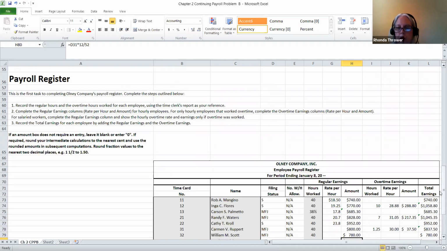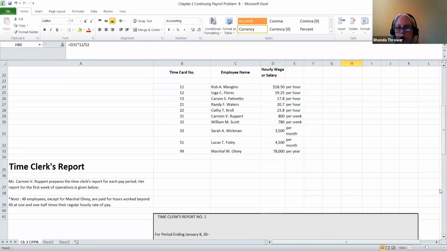Okay, for Wickman, he's paid $3,500 per month. Before we can find the hourly amount of the overtime rate, we have to convert this to an annual amount, and then we convert the annual amount to a weekly amount, and then we convert the weekly amount to an hourly amount. And once we get the hourly amount, we'll multiply it by 1.5 times to get the overtime rate. So you've got to figure your overtime rate.